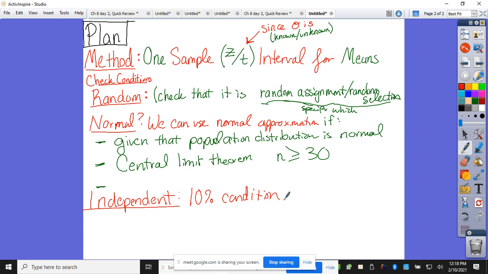And so all of this is the same as it usually is. The 10% condition, which is capital N greater than or equal to 10 lowercase n, and write it out in context. And that's the end of plan.